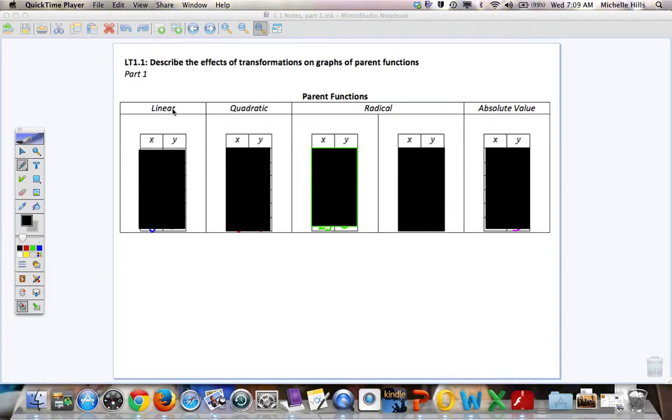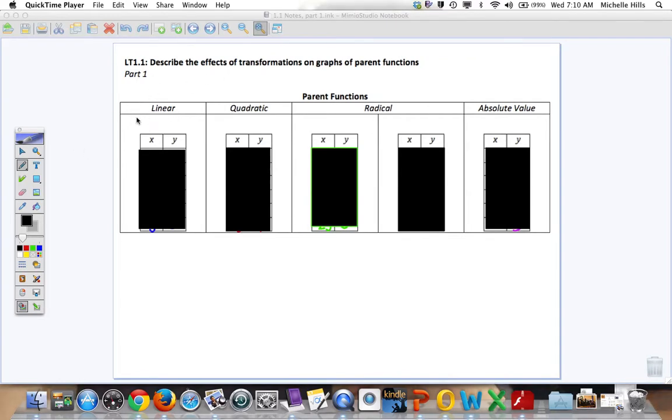So a parent function is the most basic function of that type. We spent all of last year, well, the vast majority of last year working on linear in algebra, and then we spent a little bit of time working on quadratic. Some of you also had some exposure to radical and absolute value equations, but not everyone.